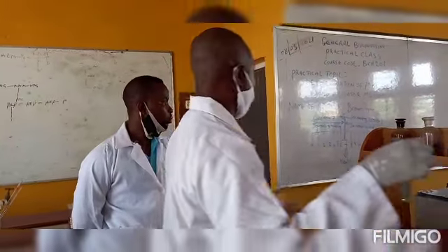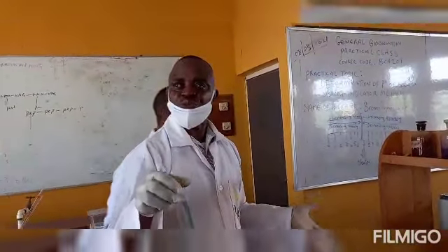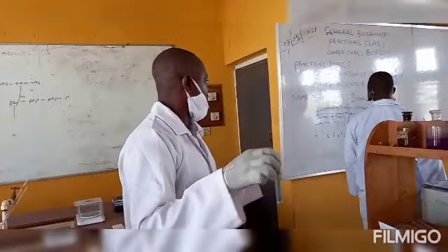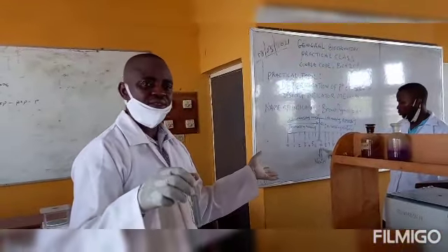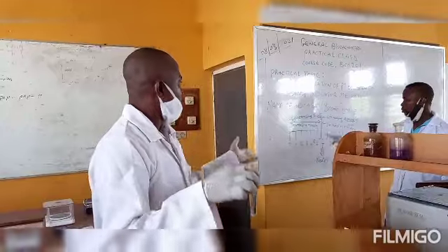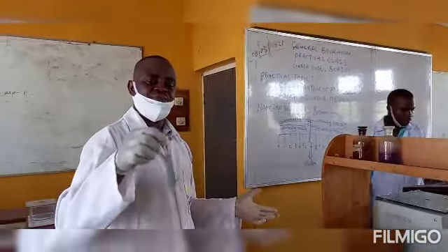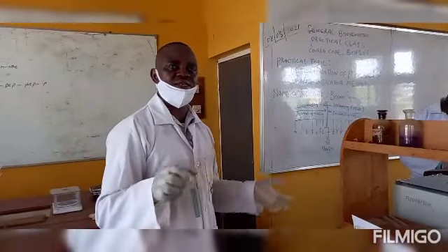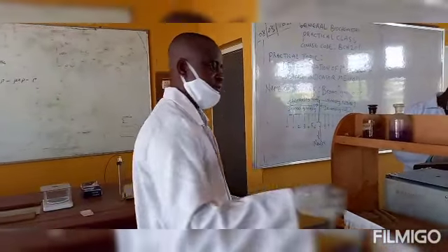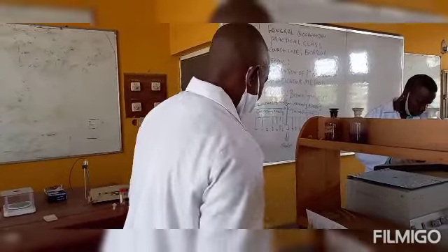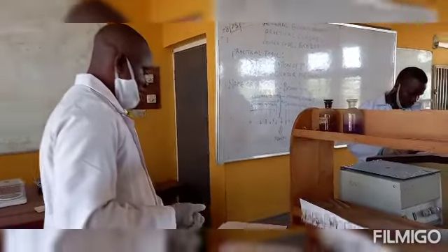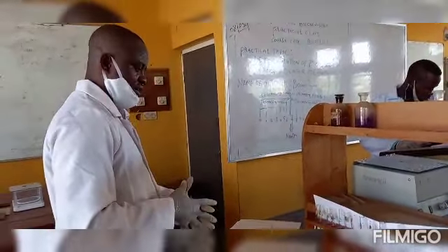What of saliva, which is 7.2? Even though it's above 7, it's only a little bit. So how do we call that one? Slightly alkaline. The pH of 7.2 is slightly alkaline solution. So, ladies and gentlemen, that's the end of the practical today.